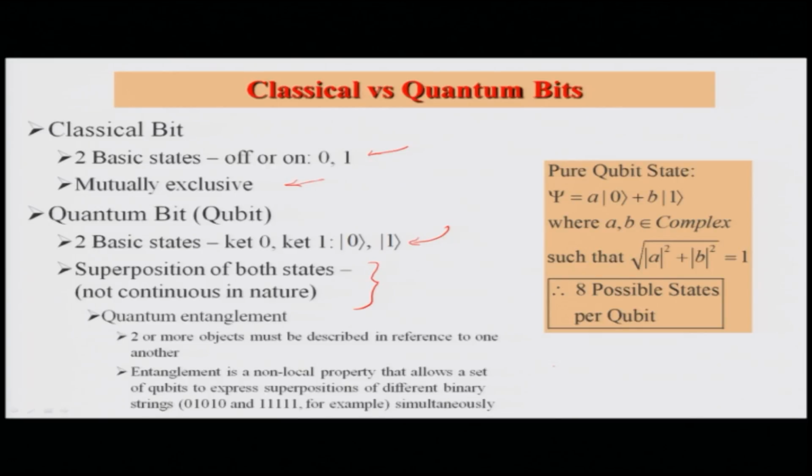In terms of the qubit state being pure, what we have defined is that they are a superposition of their individual states with complex coefficients, such that the sum of the squared mods of those coefficients is equal to 1, which means that they are normalized, and as such there would be infinite possible states per qubit.